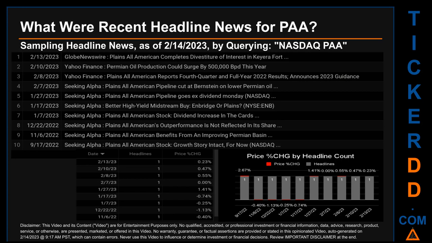The keyword that I used was a combination of the exchange and the ticker symbol, NASDAQ: PAA. The results show 10 unique headlines, published evenly across 10 unique dates. Publication dates spanned 149 days.